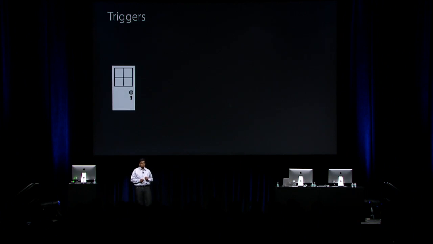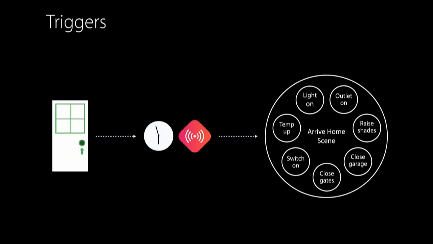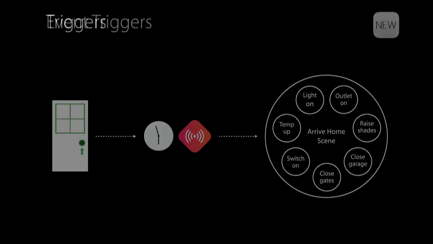I return home, I unlock my front door. Now that generates an event. And let's say it's before 6 p.m., and I have a motion sensor that's right next to my front door that gets activated and detects motion. If I have an arrive home scene, I want that to be automatically executed. And your home is ready and welcoming you. I'm happy to say we can now do this in iOS 9 with event triggers. Events, one or more events, activate a trigger.